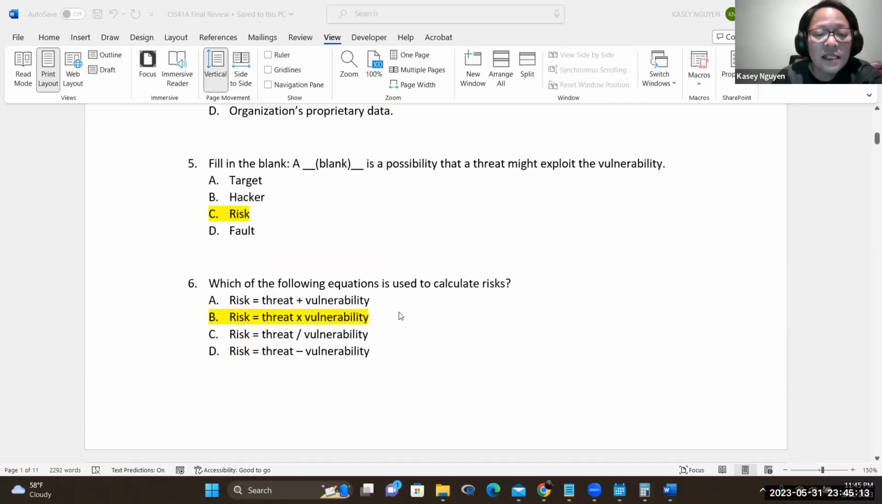For question 6, it asks you which of the following equations is used to calculate risk. And to compute risk, we would take threat multiplied by vulnerability. That will give us the result for risk. And as I mentioned before, we want to be able to quantify the risk. That could be to a number, or you can also qualify to a numeric level, which allows you to be able to quantify it. So remember, the equation for risk is threat times vulnerability.